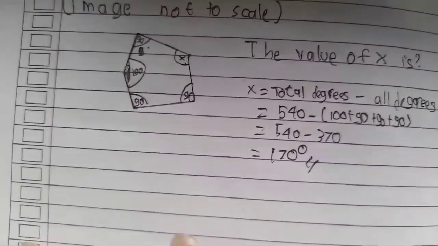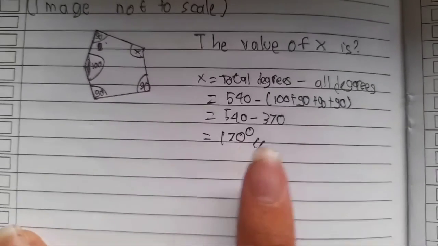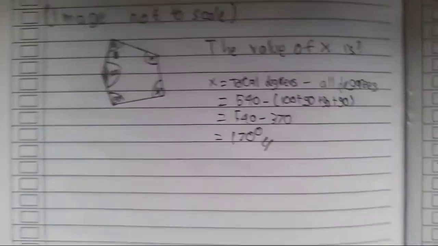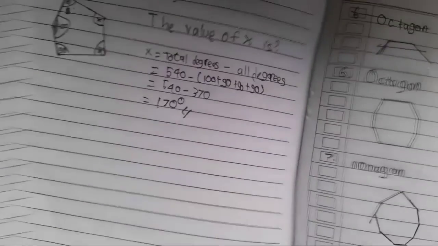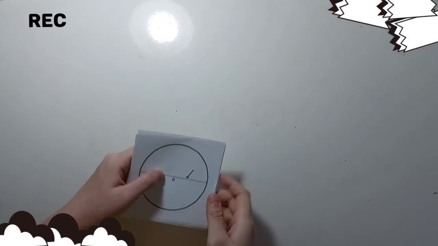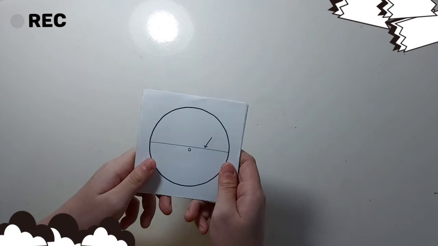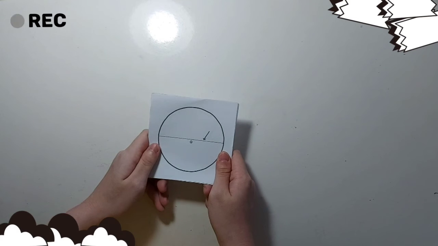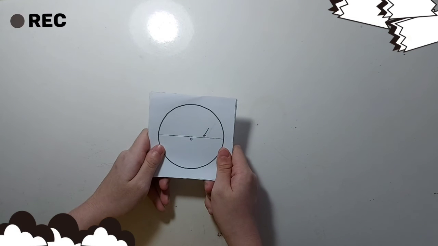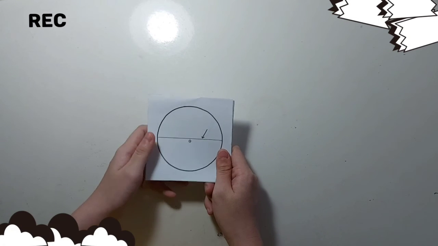So it equals to 170 degrees. X equals to 170. Okay, so first we are going to learn the parts of a circle. This is a circle. A circle is a circular shape that has a radius and a diameter.